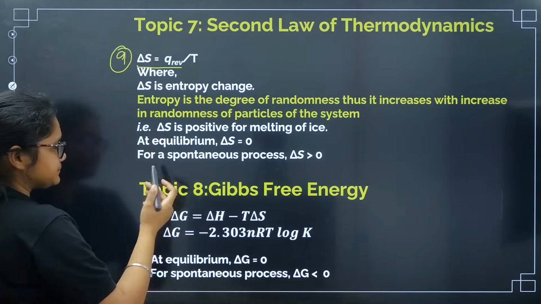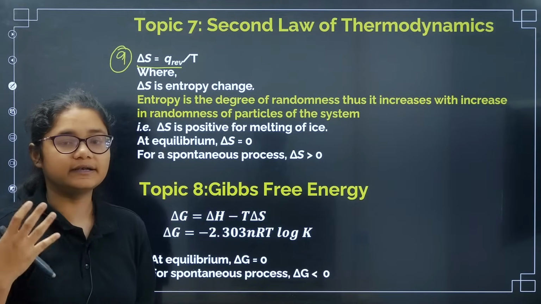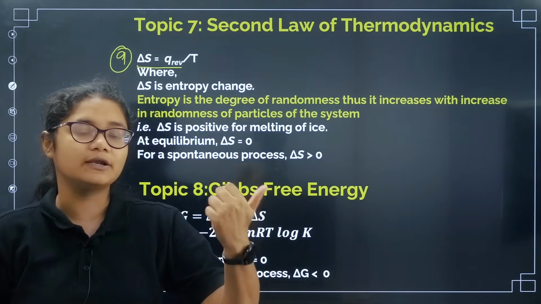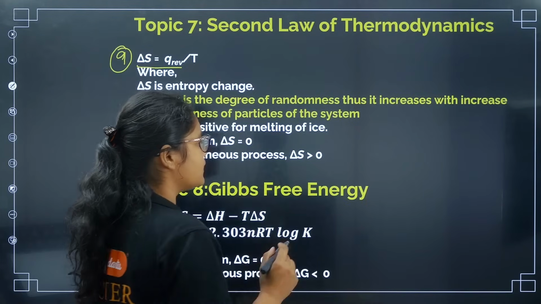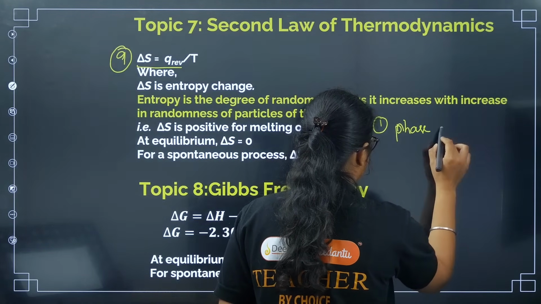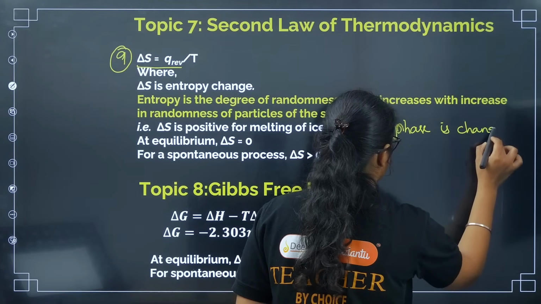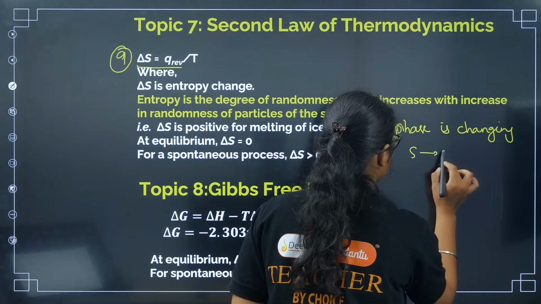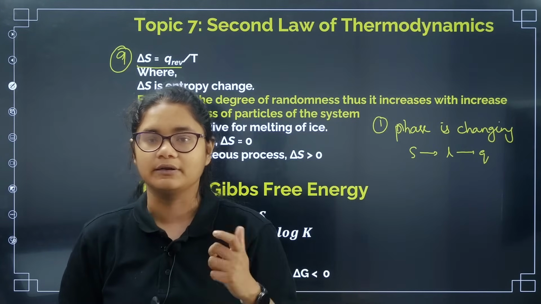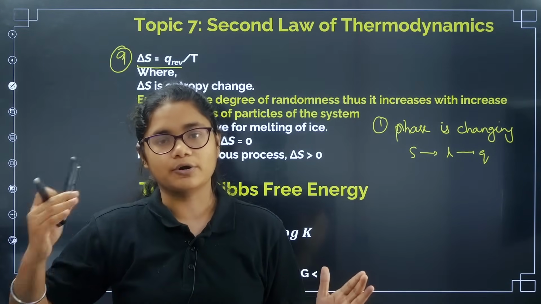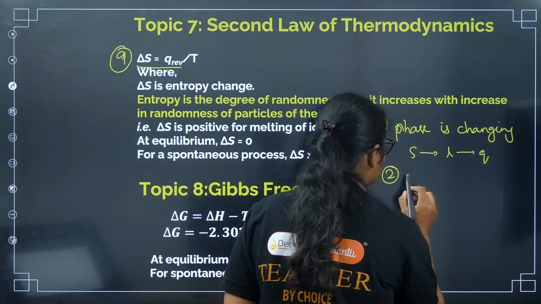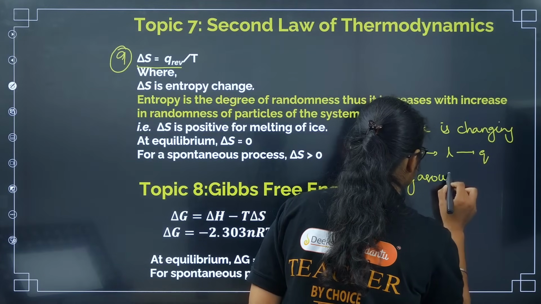Next, entropy. What is entropy? Entropy is the degree of randomness. Here questions are asked where options are given on whether entropy is positive or negative. So you have to remember, if the phase is changing, then entropy will increase. Like solid to liquid, liquid to gas. For example, if reactants were solid and products are liquid, then entropy increases. If the reactant is liquid and the product is gas, then also entropy is increasing. Another case, if gaseous products are formed.